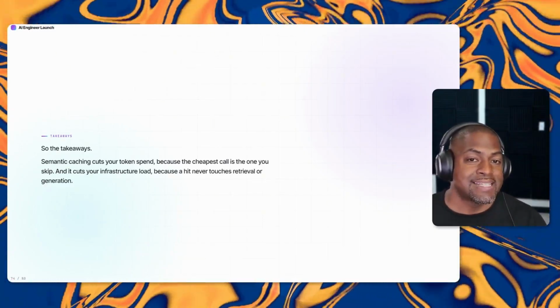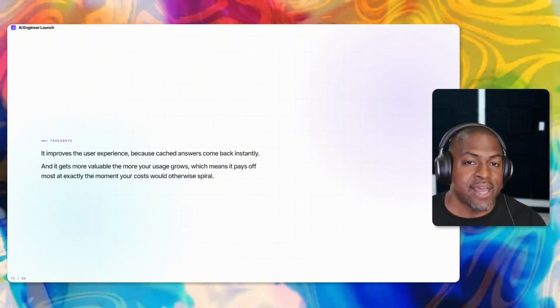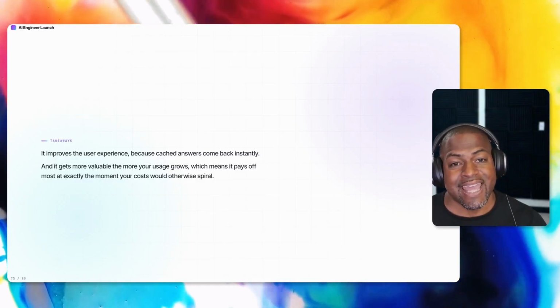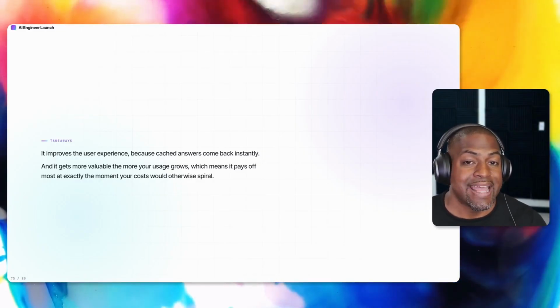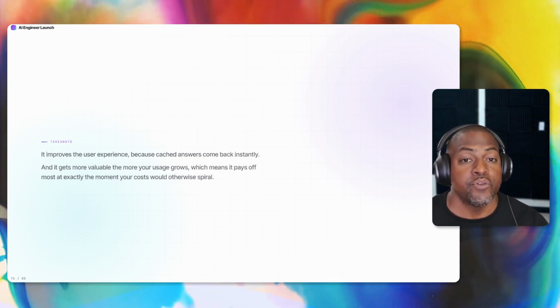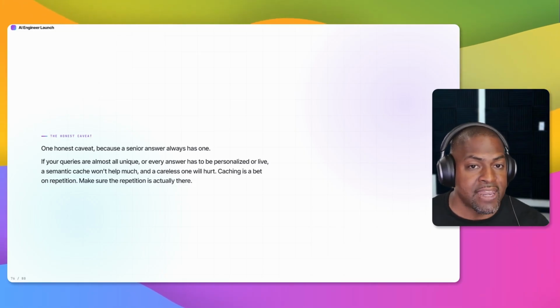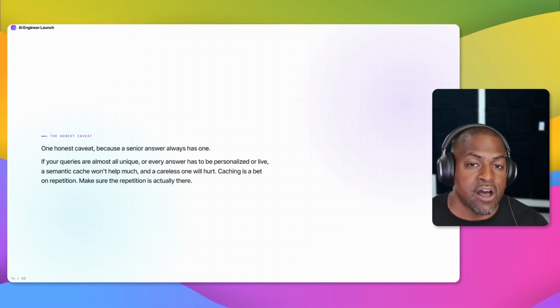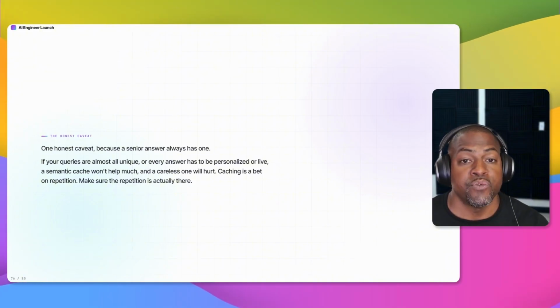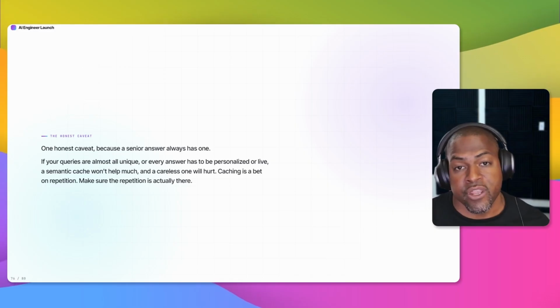One honest caveat, because a good engineering answer always has one. If your queries are almost all unique, or every answer has to be personalized or live, a semantic cache won't help much, and a careless one will hurt. Caching is a bet on repetition. Make sure the repetition is actually there. If you take one habit from this, make it the cost question. Before you ship anything that calls a model, ask how much it costs, how often it will run, and whether you can reuse work you've already done. That single habit is most of what separates an AI engineer from everyone else.